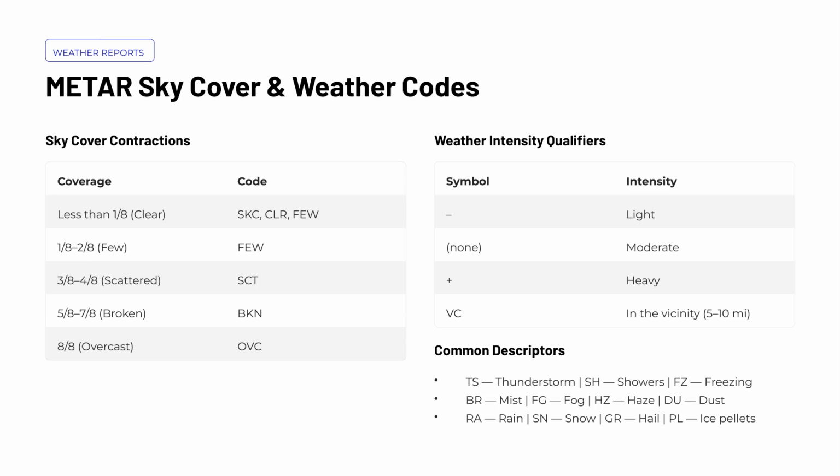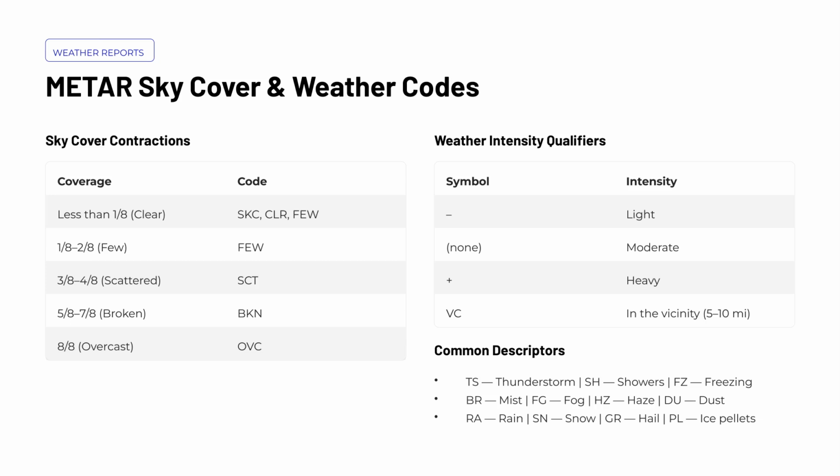For present weather, intensity is indicated by a symbol placed before the weather code. A minus sign means light, no symbol means moderate, and a plus sign means heavy. VC indicates the weather is in the vicinity, roughly 5 to 10 miles from the airport but not at it.